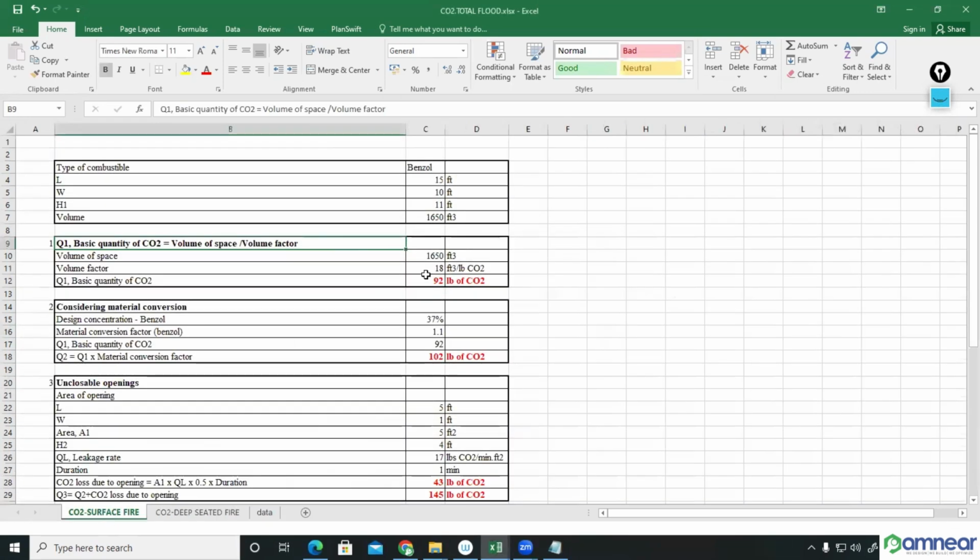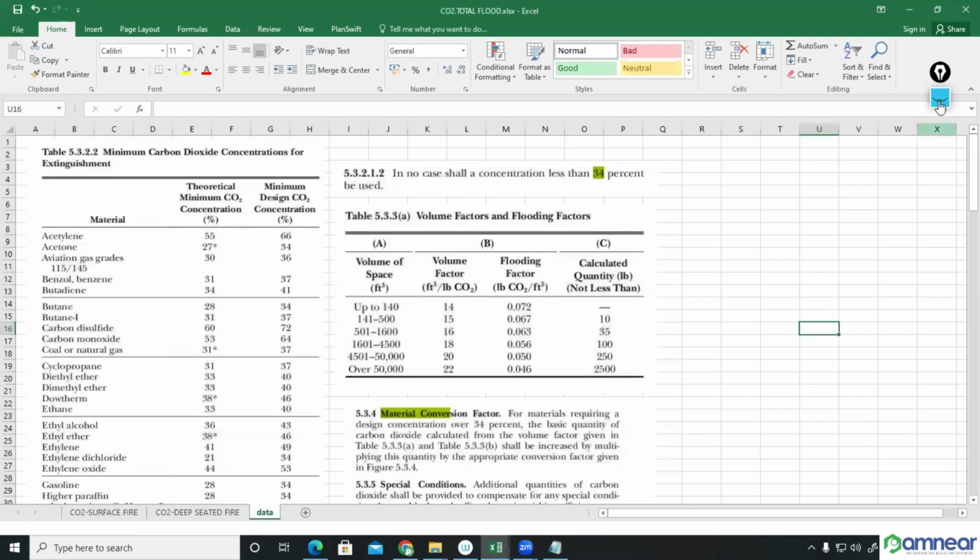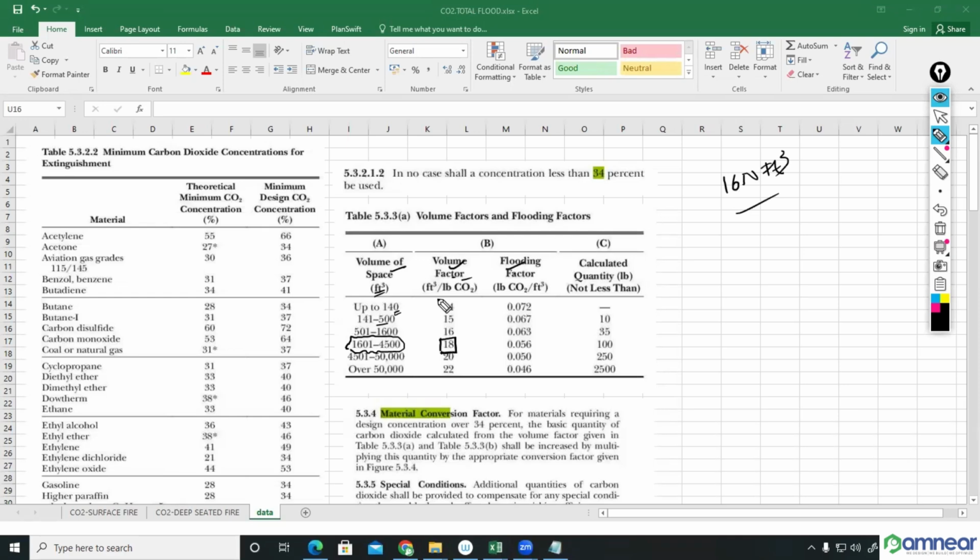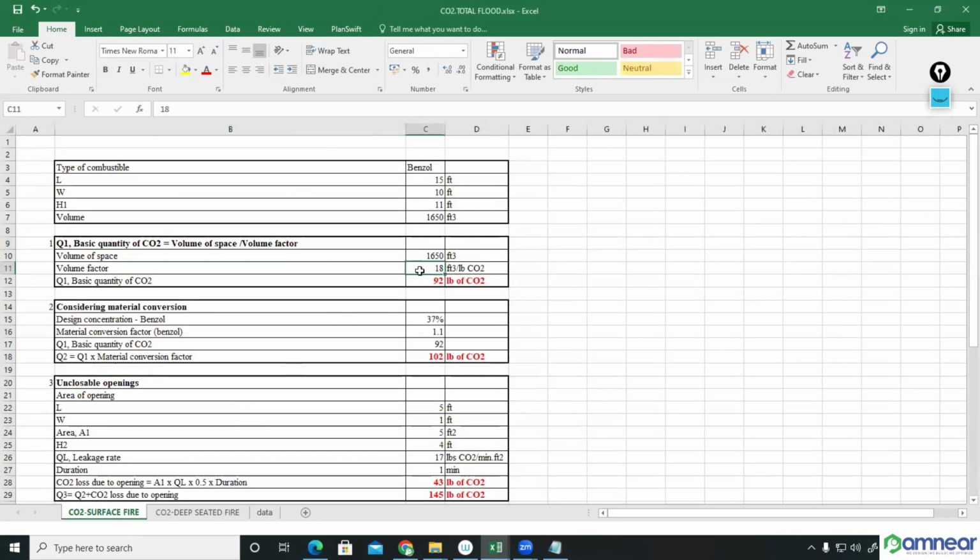In our area it was 15 feet length, 10 feet, then H1. So how much is it? In this case, the volume factor will be 18, 18 feet cube per pound. So that way you can calculate it. Correct, volume factor is 18. Now the basic quantity, volume of space, will be how much? 1650 volume of space divided by volume factor 18. So we require 91.66, let's say 92 pound. Like that you can find.